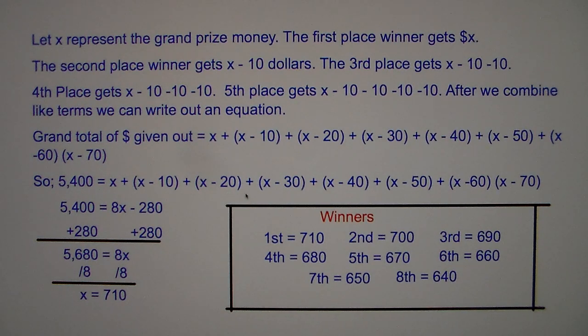There's 8 contestants or 8 grand prize winners. So there should be 8 X's, which we have 8 X's. Then we combine our like terms, negative 10 minus 20 minus 30 minus 40 minus 50 minus 60 minus 70. And that's how we get that minus 280. Add 280 to both sides, 5,680 equals 8x. Divide by 8 to both sides, and we get x equals 710. That means our first place winner gets $710. Second place winner gets $700. Third place, 690. Fourth place, 680. Fifth place, 670. Sixth place, 660. Seventh place, 650. Eighth place, 640.